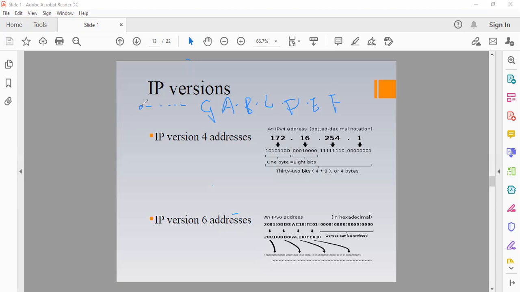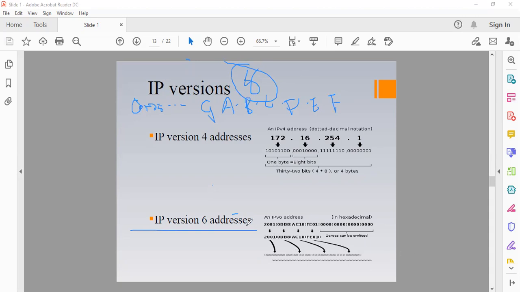Up to 9 is 0 1 2 3 up to 9, then it is 10, 11, 12, 13, 14, and 15. It means you will start from 0, so we have 16 values. That's why it's called hexadecimal values, while IP version 6 is in the form of hexadecimal.